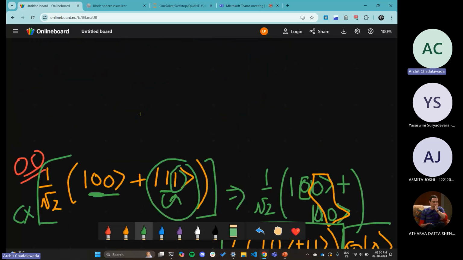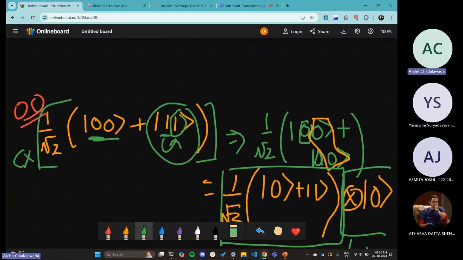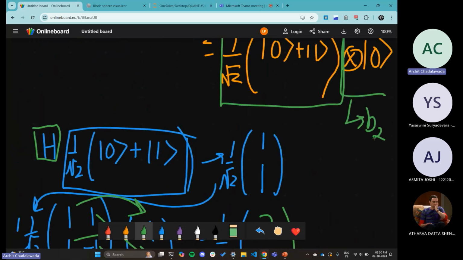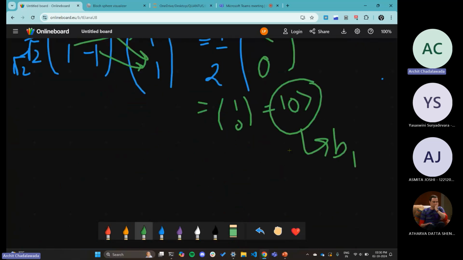So is this correct? Yes, because we started off with the 0, 0 state, and we measured what? B2 as 0 and B1 as 0. So we got 0, 0 as the output as well. Hence, Alice has successfully sent a single qubit which encodes two classical bits of information, and Bob has decoded it.